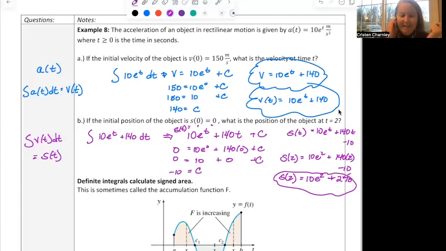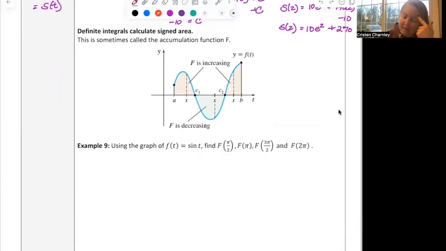All right. Now, definite integrals calculate signed area. What do I mean by that? I mean that we can have positive and negative areas. So positive and negative areas. So above the x-axis, positive area.